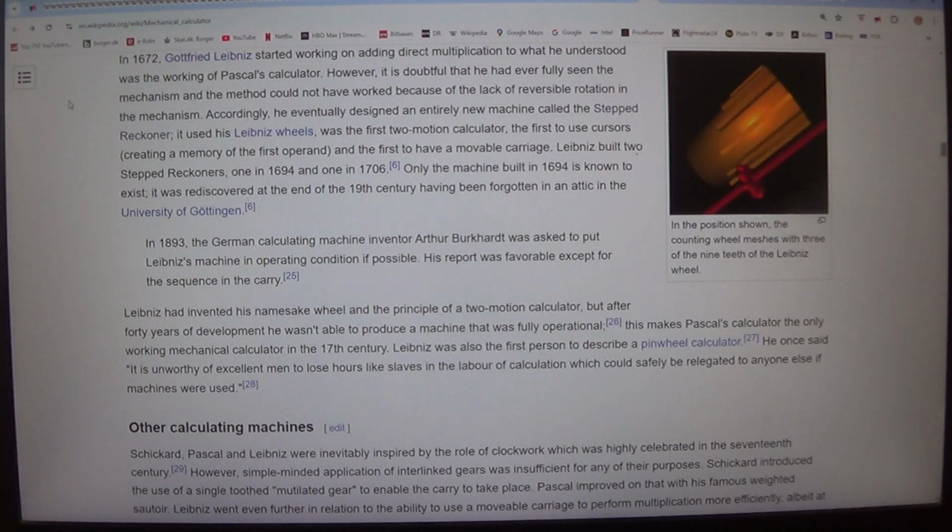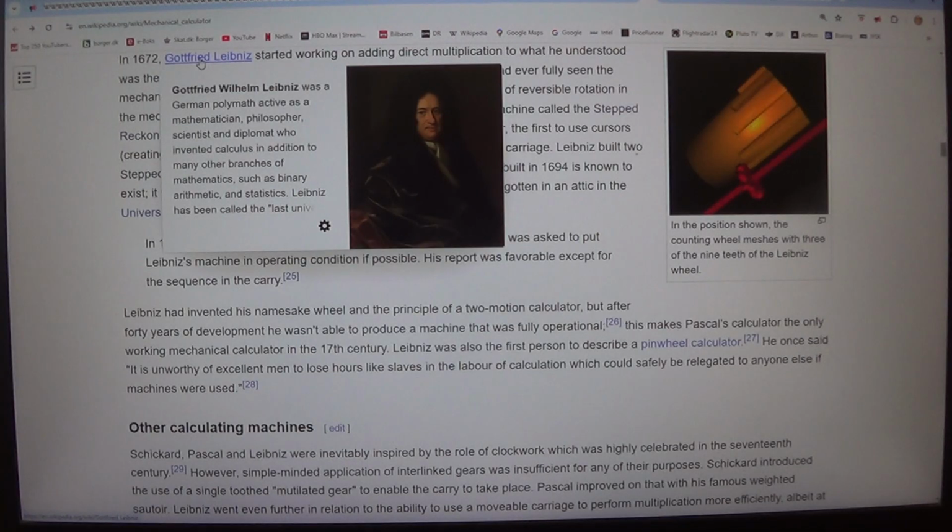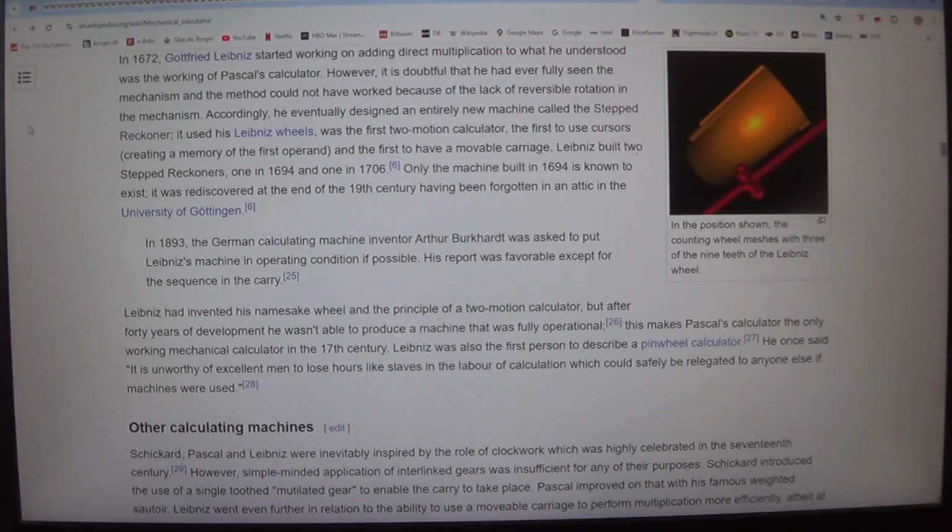In 1672, Gottfried Leibniz started working on adding direct multiplication to what he understood was the working of Pascal's calculator. However, it is doubtful that he had ever fully seen the mechanism, and the method could not have worked because of the lack of reversible rotation in the mechanism. Accordingly, he eventually designed an entirely new machine called the stepped reckoner.